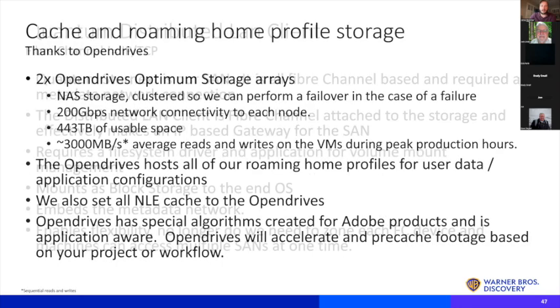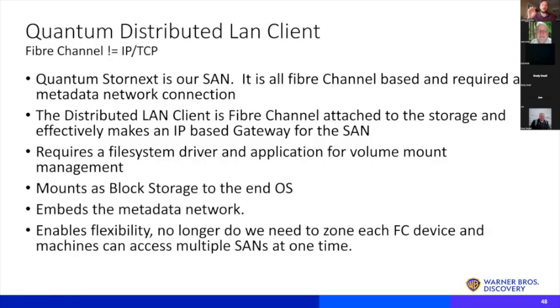And Quantum is our old SAN that we use. And this was a big problem for us to kind of figure out when we first started. Quantum is all fiber channel. And we can't pipe and zone out these virtual machines to the storage because it would be a zoning nightmare. Luckily for us, Quantum has something called a distributed LAN client. And that is basically, it makes a fiber channel server and it gives it an IP gateway.